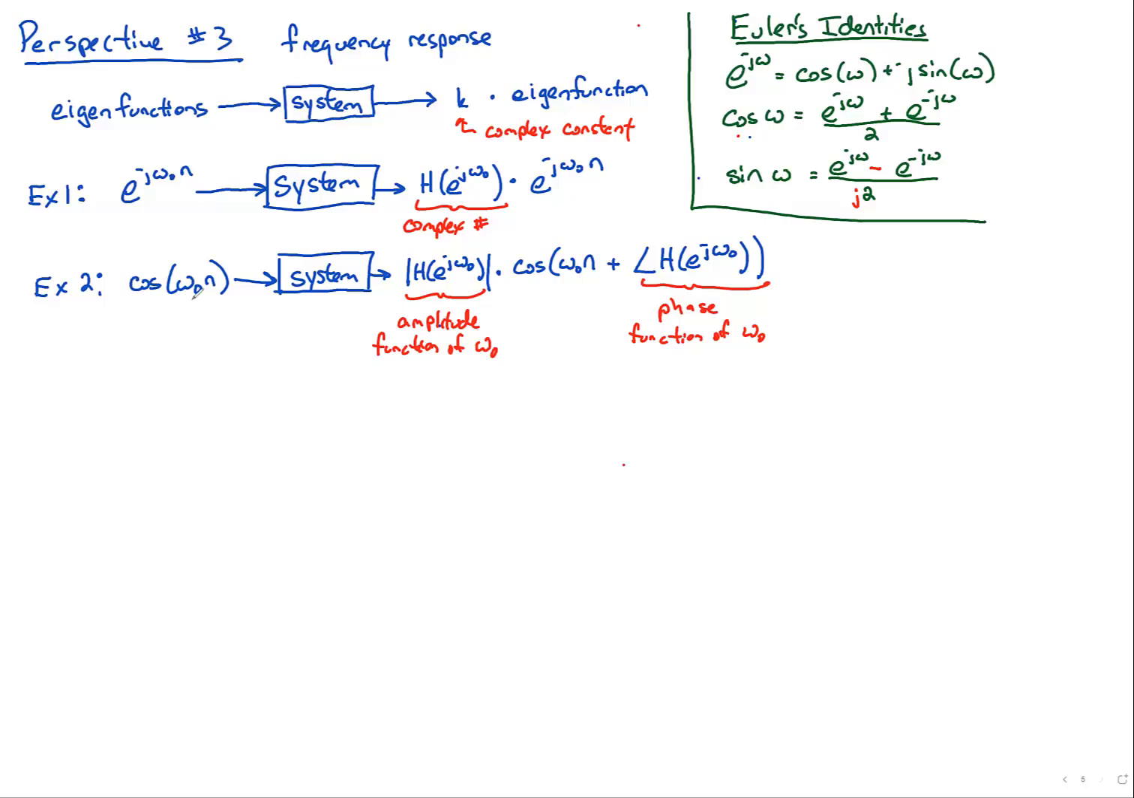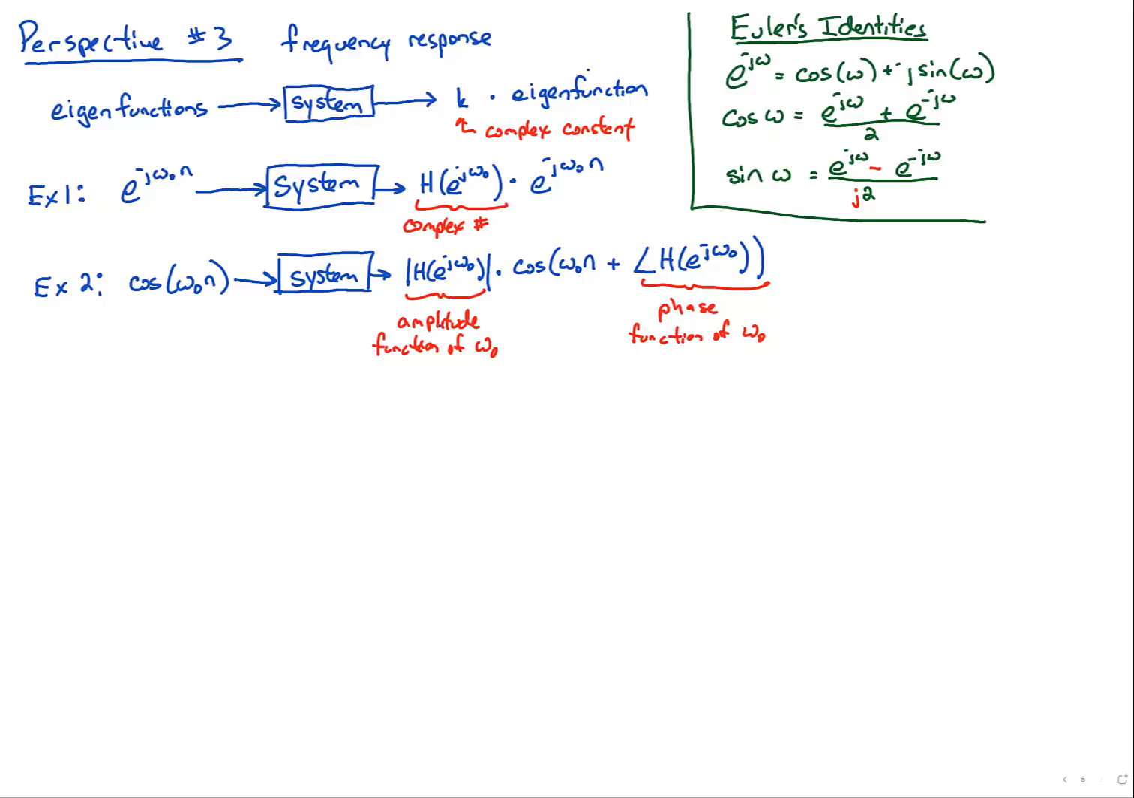And therefore, if you know what your system does to this particular input, if you know what its amplitude and its phases are as you sweep this omega naught between its available frequencies, and Cole, what are those unique frequency limits for discrete time? Isn't it 0 to pi? It's just 0 to pi. And as long as you sweep it between those two limits, you have a complete description of your system.